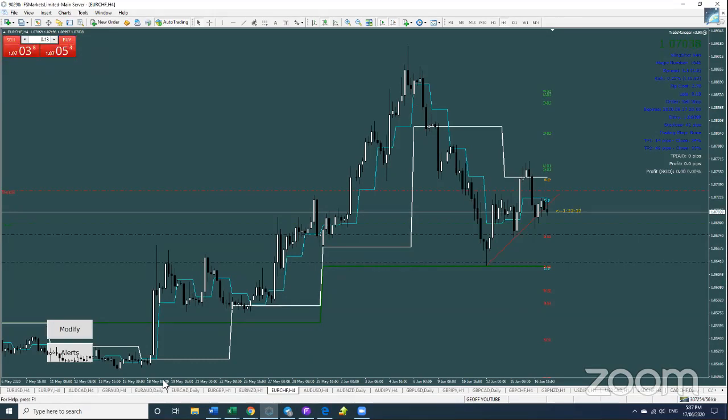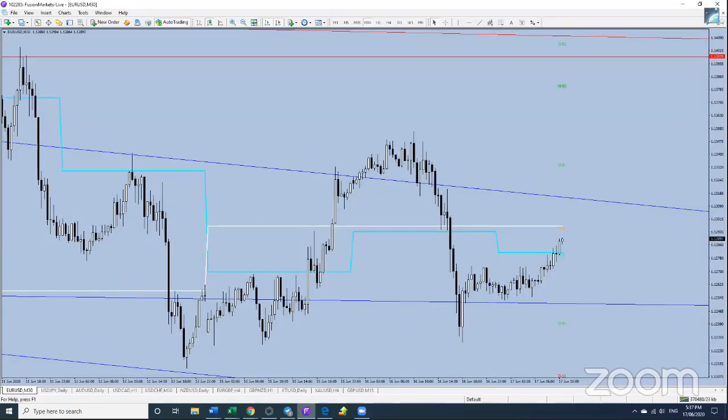What else? No, that's about it. That's about all I'm in at the moment on this account anyway. Sometimes it's just hard to remember where you are and what you've got. I'm going to have a look at the 30-minute charts now, and this is the euro dollar.